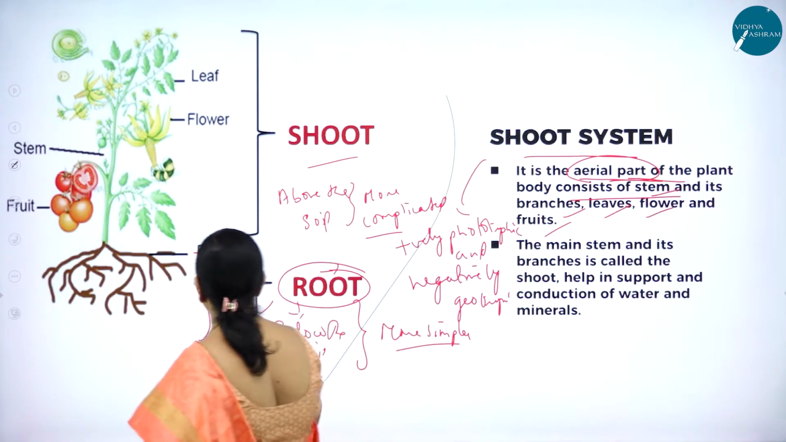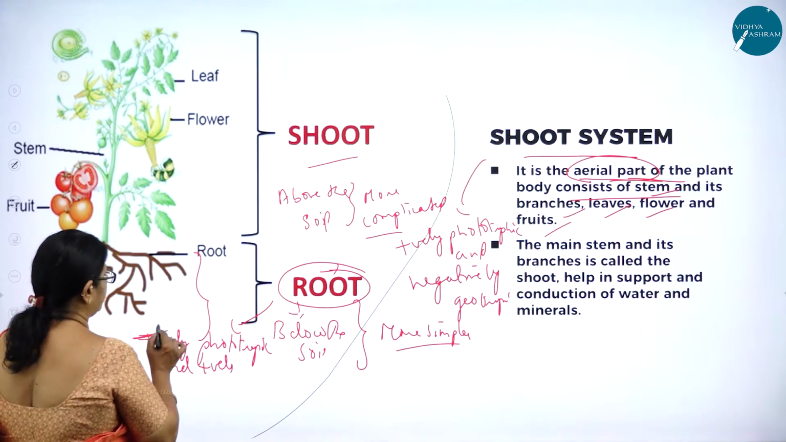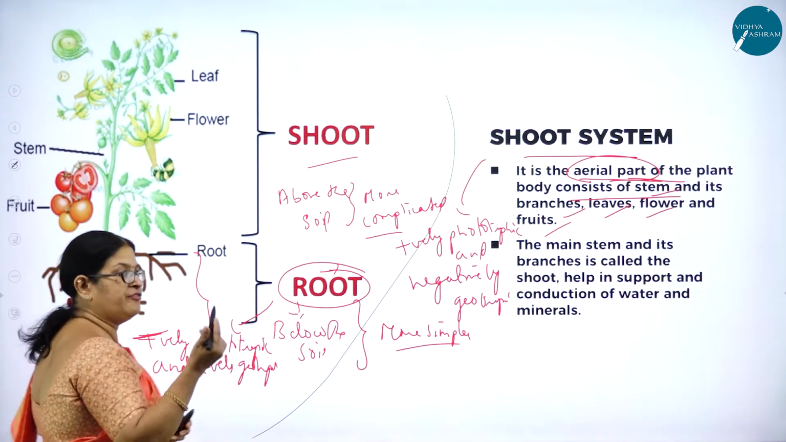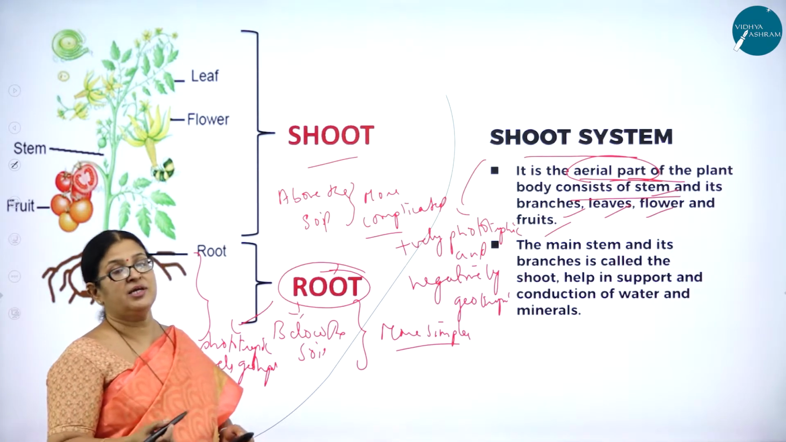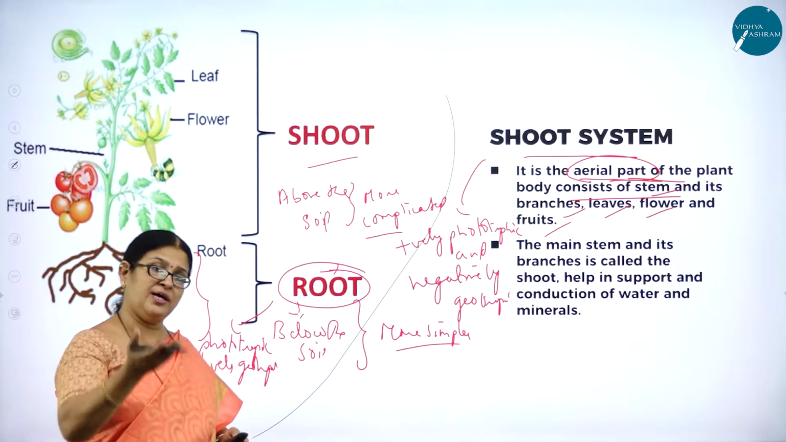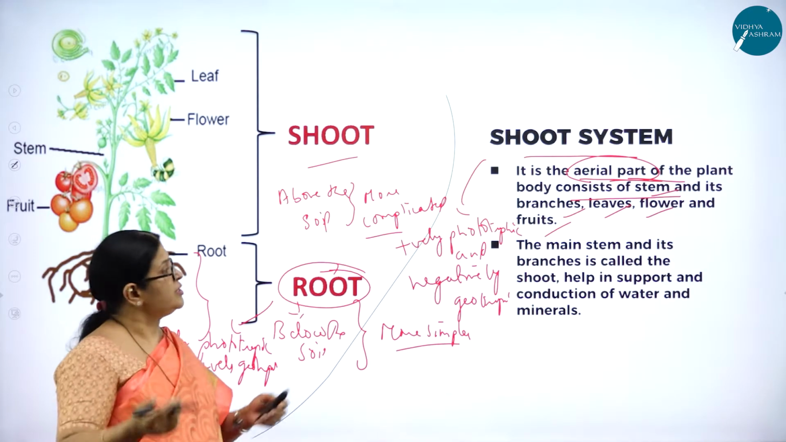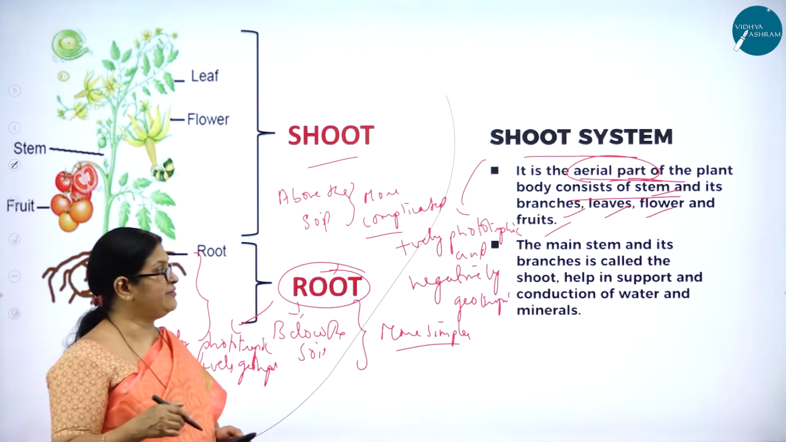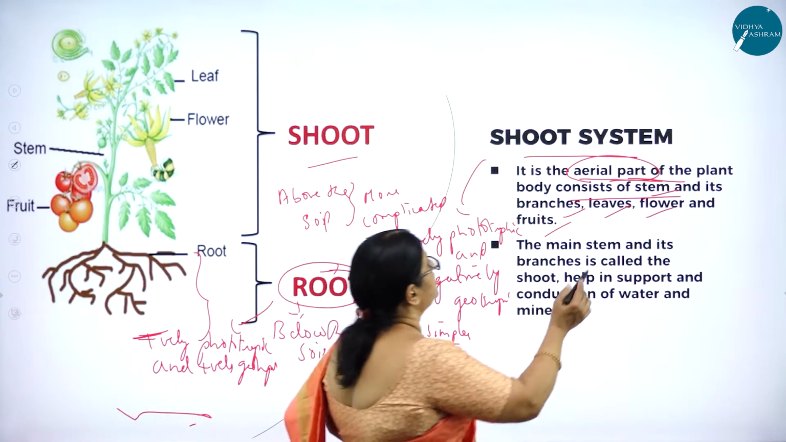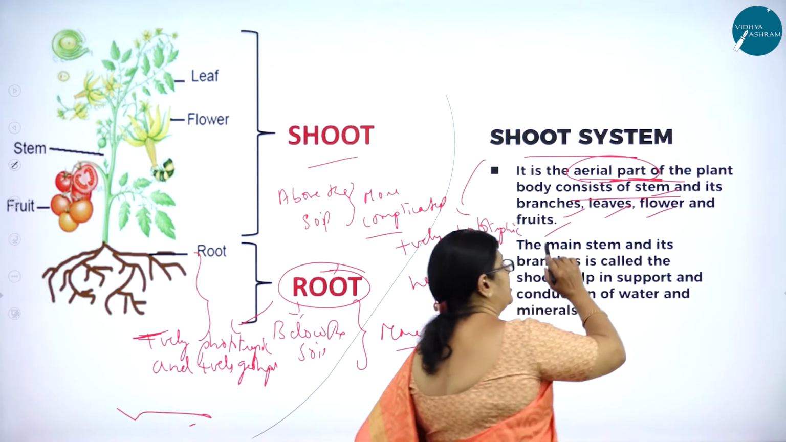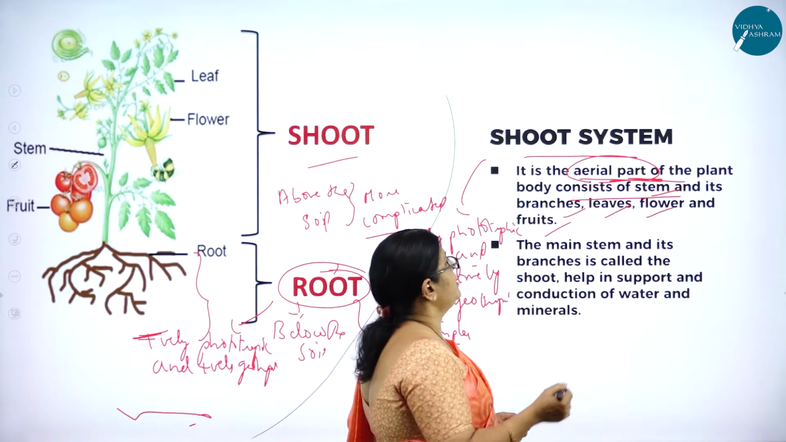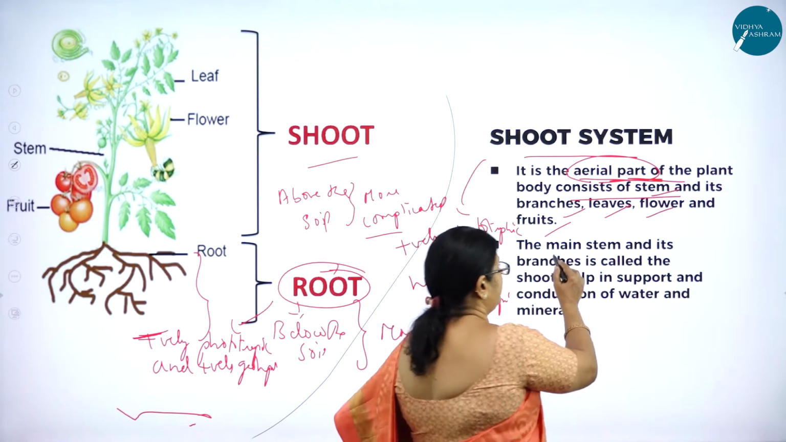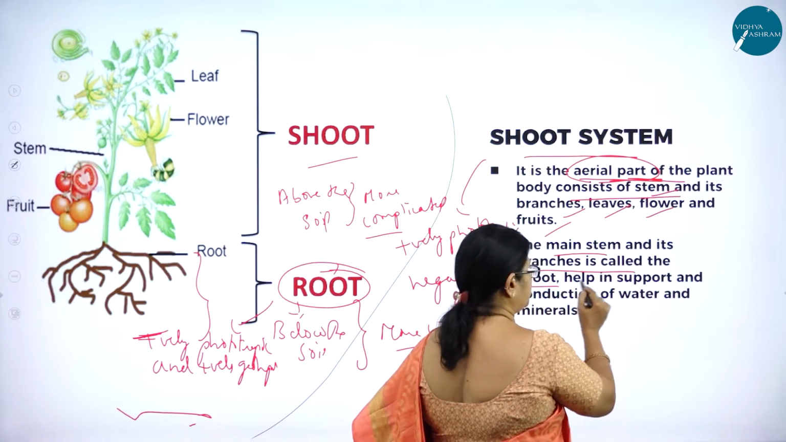Whereas root was what? It was negatively phototropic and positively geotropic. Root has more affinity towards the soil, whereas the shoot has more affinity towards the air, right? So the shoot system is positively phototropic and negatively geotropic. Shoot system is the aerial part of a plant body which consists of stem, branches, leaves, flowers and fruits. The main stem and its branches are called the shoot, which helps in support.